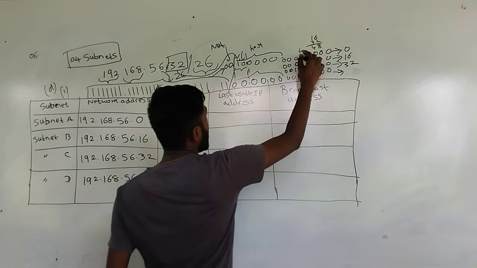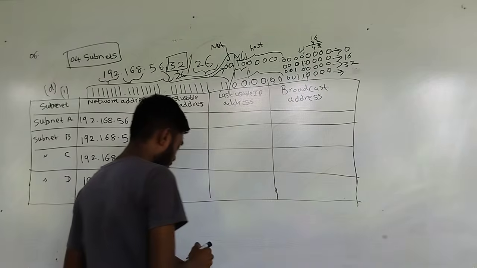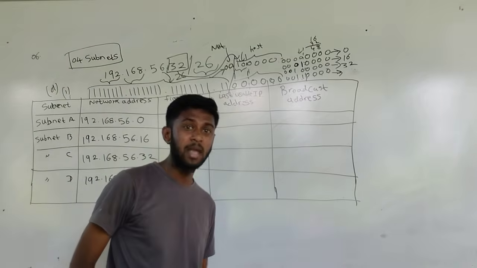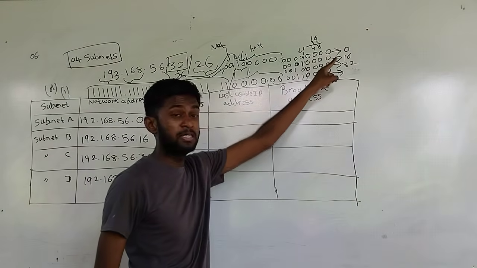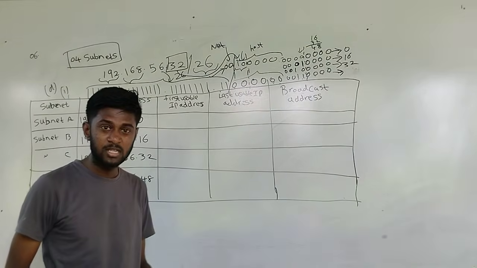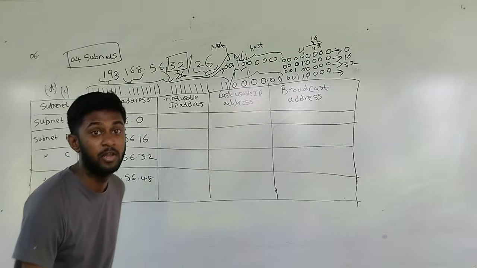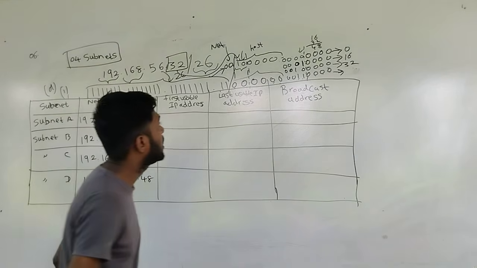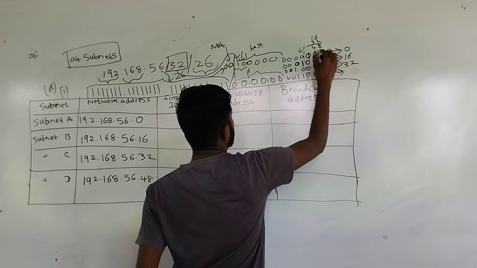Now you know how many host bits remain? 4. Previously you had 6, but out of that you gave 2 to make the subnets, no? So now you have only 4 host bits. So if you need to find the broadcast address, what do you need to do? Make all the remaining host bits into 1 when you are finding the broadcast address. As simple as it is. So now let me make all the remaining bits 1. Why? To find the broadcast address.